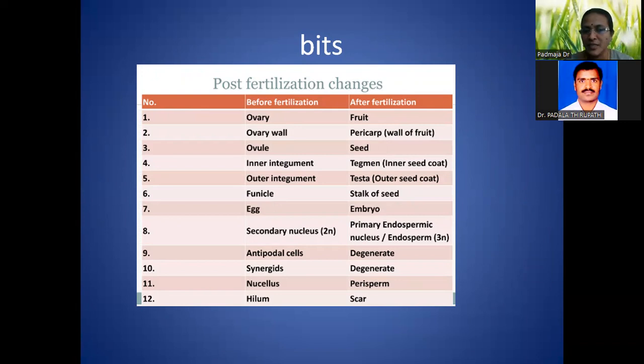The egg present in the embryo sac, after fertilization by the male gamete, develops into the embryo, and depending on the embryo there are two types, monocots and dicots. Monocots contain one cotyledon and dicots contain two cotyledons. The secondary nucleus, after triple fusion, gives rise to the endosperm, also called PEN. Antipodals and synergids disintegrate, and the remnant of the nucellus after fertilization is called the perisperm. The hilum remains as a scar in the legumes.